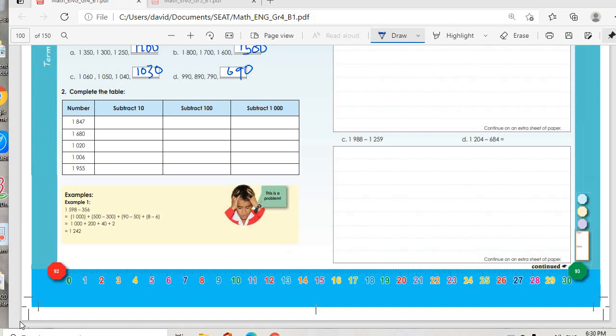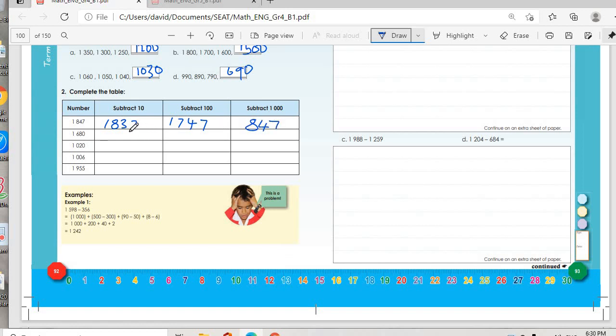We are continuing to number 2, completing the table. Right, so we have 1847. Subtract 10, it becomes 1837. Then subtract 100, we get 1747. Then subtract 1000, you get 847.